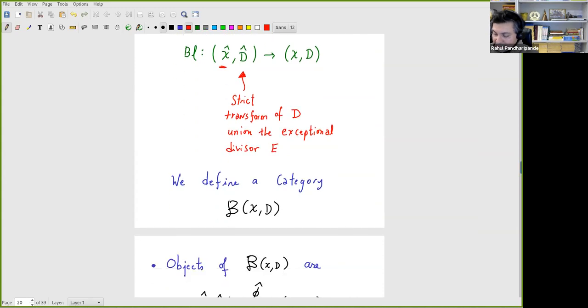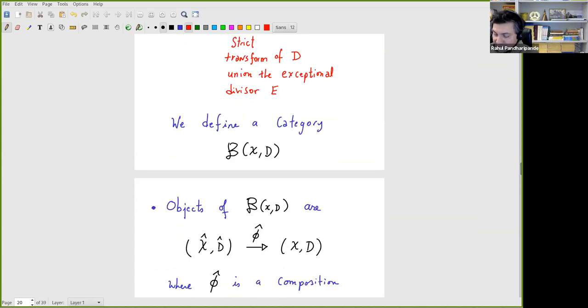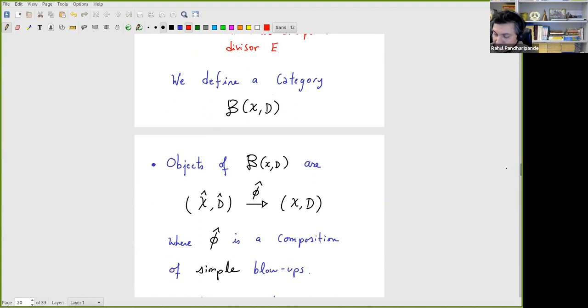And this object is in the same world. So we can define this category BXD, and the objects are these maps where this is the variety with the normal crossings divisor I started with. This is some other smooth variety with the normal crossings divisor. And this map is a composition of simple blowups. So what I'm allowed to do is take my X with D, find these smooth strata and blow them up. And I can go upstairs and do that again and again and again. That's all I can do though. So I can just keep blowing up these strata. So are there any questions about that?